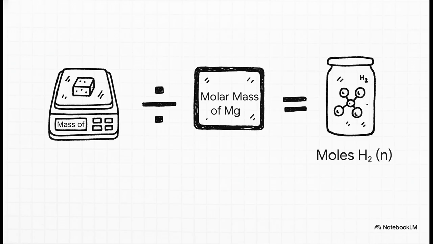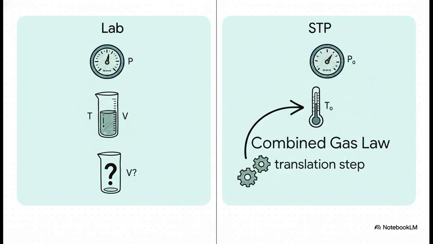The great thing about this specific reaction is it's a perfect 1-to-1 deal. For every 1 mole of magnesium atoms we put in, we get out 1 mole of hydrogen gas molecules. So all we have to do is take the mass of our magnesium and divide it by its molar mass, 24.31, to find out how many moles we made. Simple as that. Now for the big translation step.